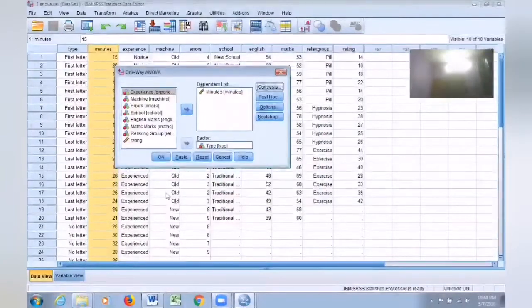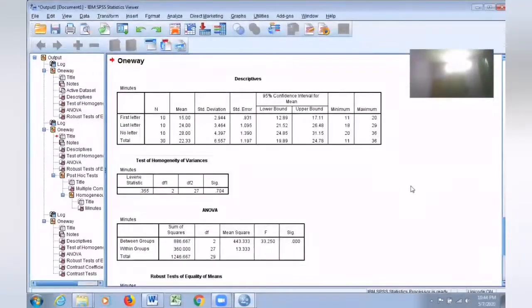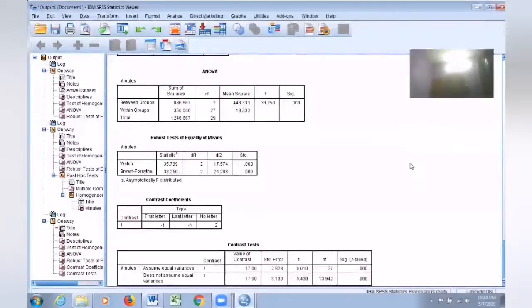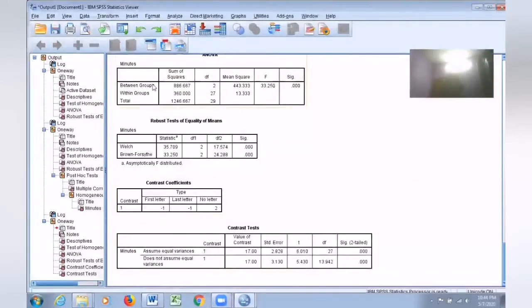Click on continue, click on OK here, and you will get the same results of descriptive statistics, homogeneity of variance, ANOVA. But here you'll get two different tables. At the bottom you can see the contrast coefficients. It says that for the first letter group we have allotted -1, last letter -1, no letter 2. Okay, you have to know that. Now let us see, come to the bottommost table, whether there is a difference between these two groups.